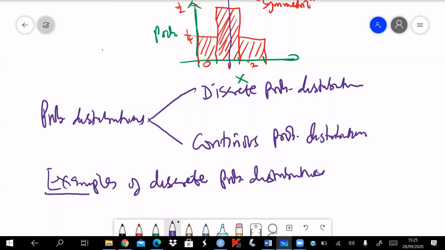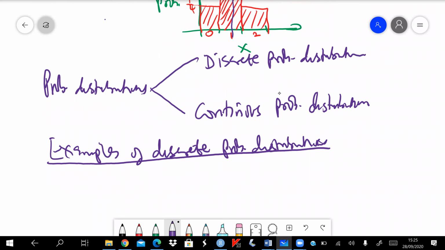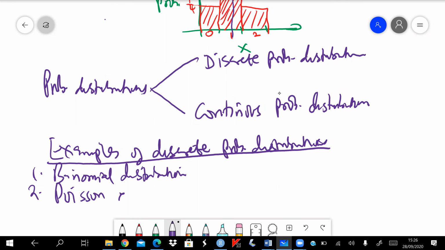There are quite a number of discrete probability distributions, but in this class, our discussion will be restricted to the binomial distribution, or binomial probability distribution, and the Poisson probability distribution. So we shall be focusing on those two, the Poisson and the binomial.